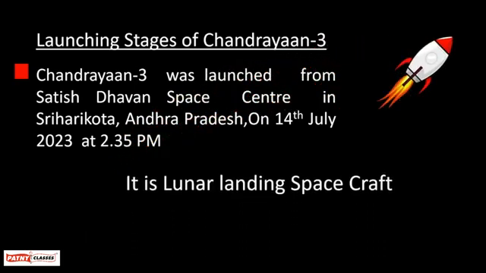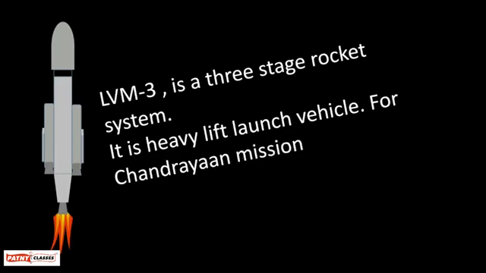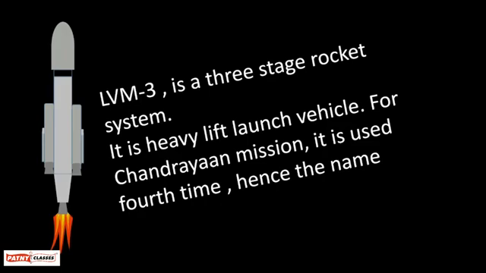It is Lunar Landing Spacecraft. LVM-3 is a three-stage rocket system. It is a heavy lift launch vehicle. For the Chandrayaan mission, it is used the fourth time. That means before using LVM-3 in Chandrayaan-3, it was already used 3 times before the Chandrayaan mission. Therefore, the name given to this rocket is LVM-3M4.